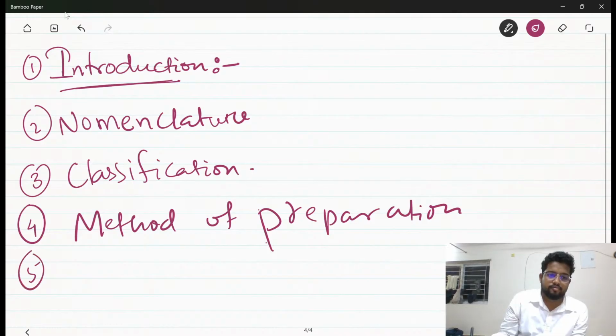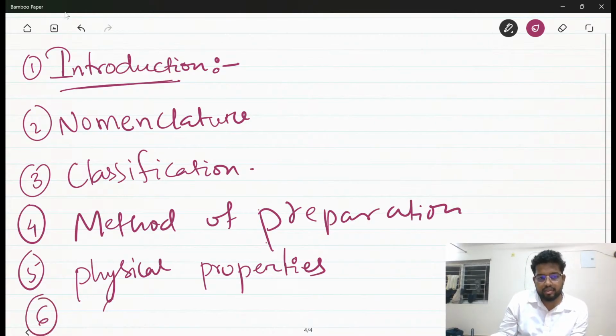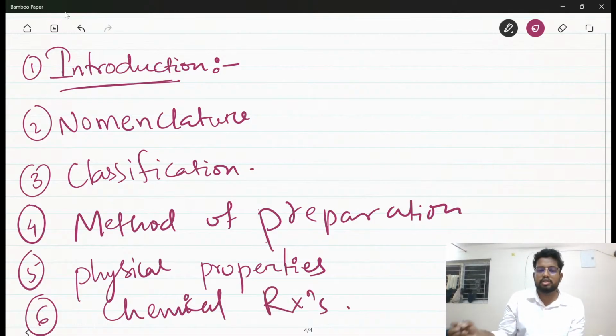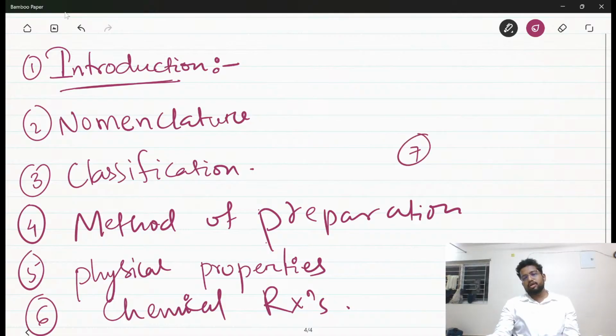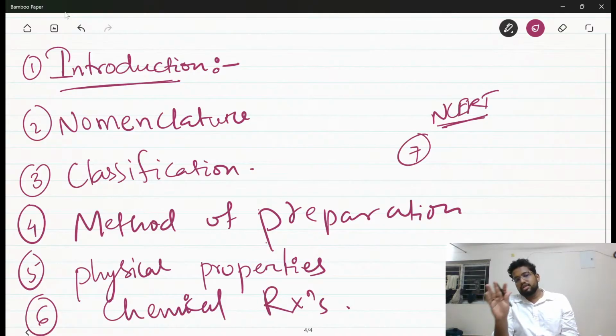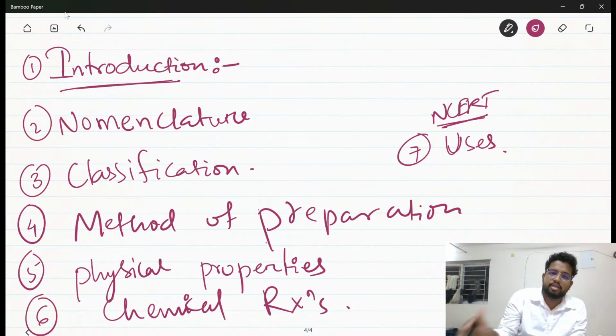Then physical properties. Then chemical reactions. So these are the components of a chapter which we have to follow line by line. Okay. And the last thing which you have to study from NCERT. NCERT or our state board textbook, everything has similar writing, that is uses of aldehyde and ketone. Same thing will follow for the next part, which is acids and acid derivatives.